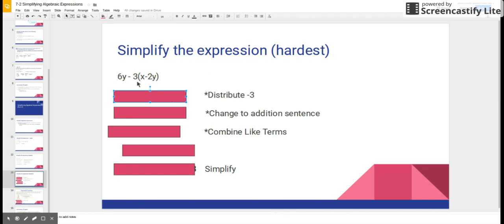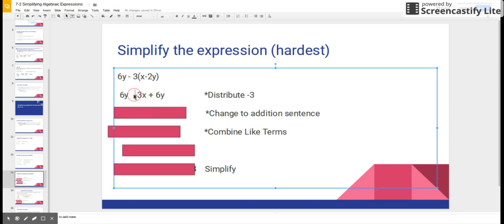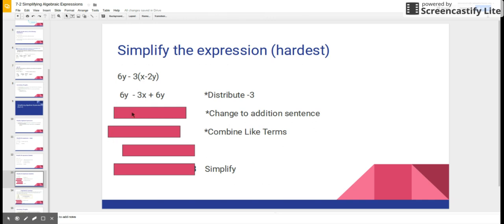So far I have 6y minus 3x plus positive 6y. So we're going to change to the addition sentence. If we see here, we have this minus 3x. I'm going to change that to add the opposite. So the opposite of minus 3x would be plus negative 3x. So I have 6y plus negative 3x plus 6y.